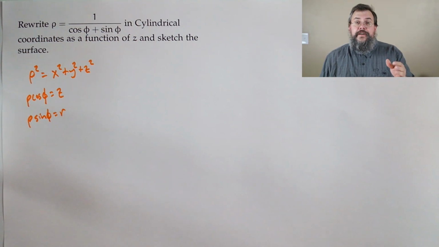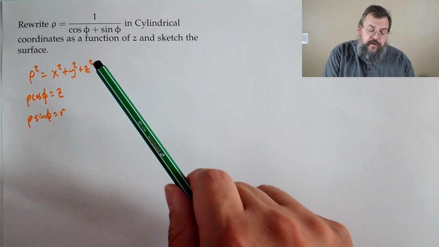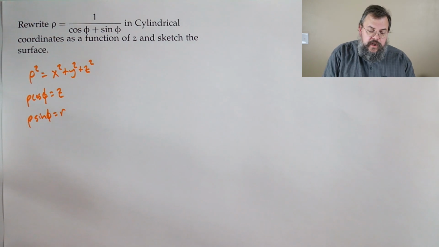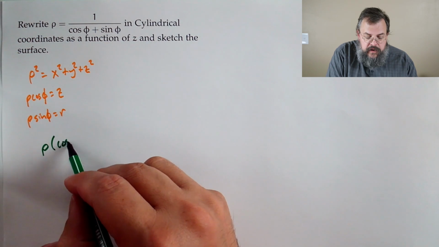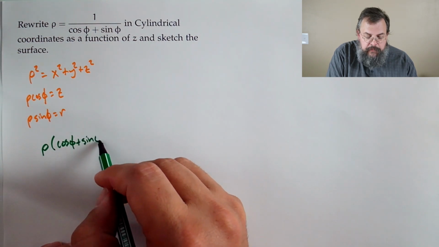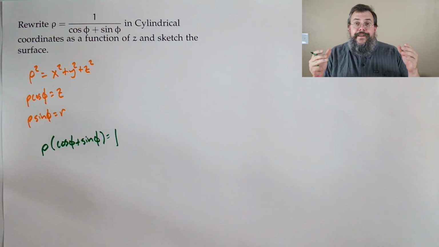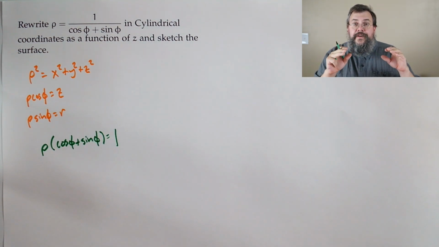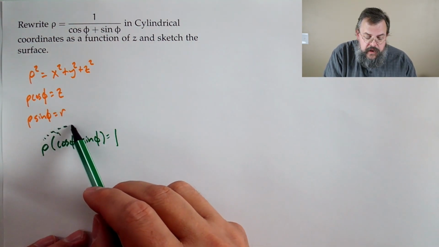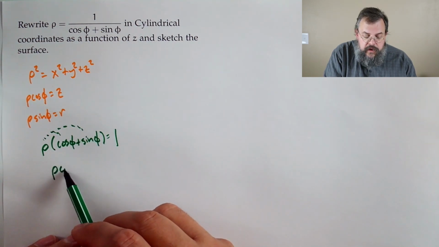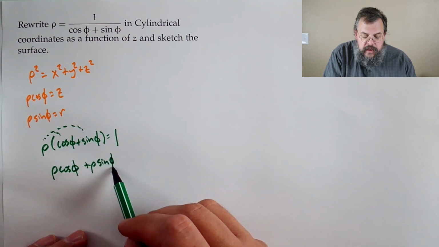How do you get rid of a fraction? Well, one way is you can do what's called cross multiply. So if you multiply this across, what do you get? Well, you can get rho times cosine phi plus sine phi equals 1. So that's getting rid of fractions. Now, distribute. So I can take the rho and I can multiply it through. If we do that, rho cosine phi and rho sine phi equals 1.